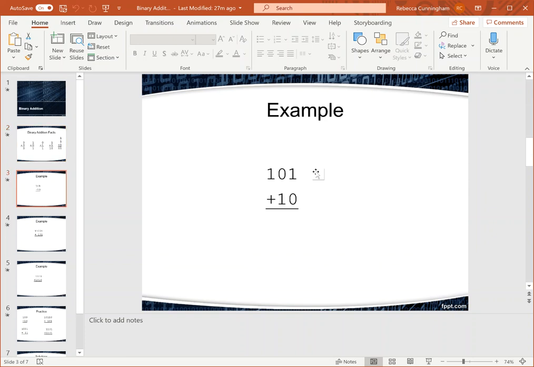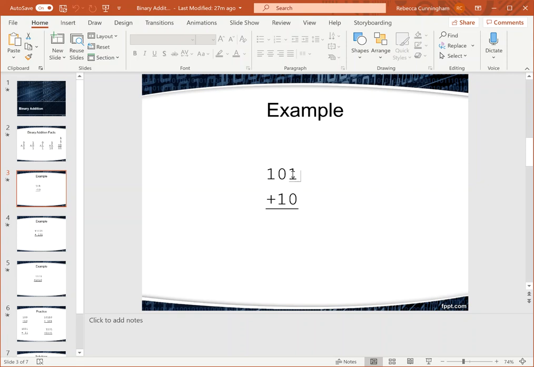So here's our first example that we're going to work through. 1, 0, 1 plus 1, 0. First of all, it's good when you're doing binary addition to have in your head what am I actually adding? And so going back to our previous video where we learned about the binary numbering system, what is 1, 0, 1?